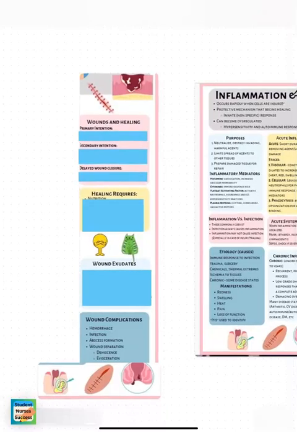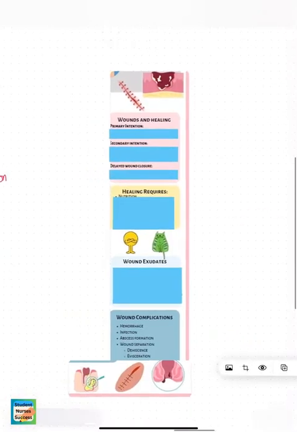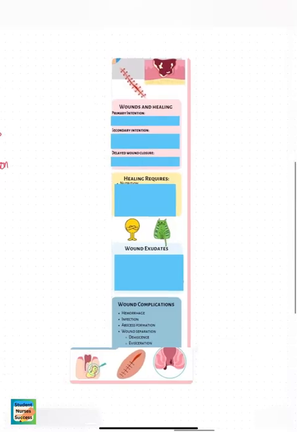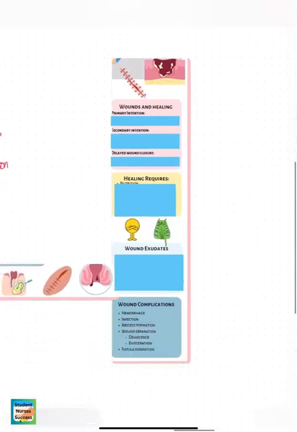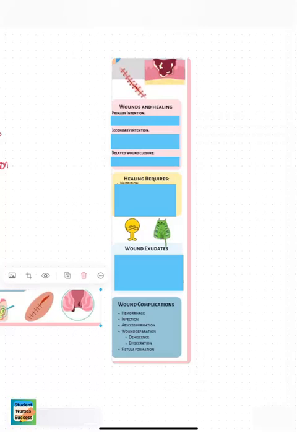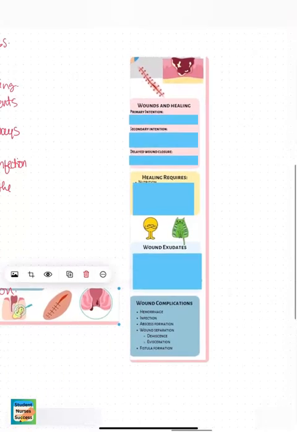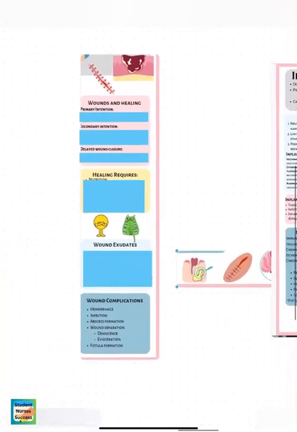So let's move over and talk a little bit about wound healing. We'll move this little guy as my little example. We'll move him over. Well, maybe we'll move him over here. That might be better.